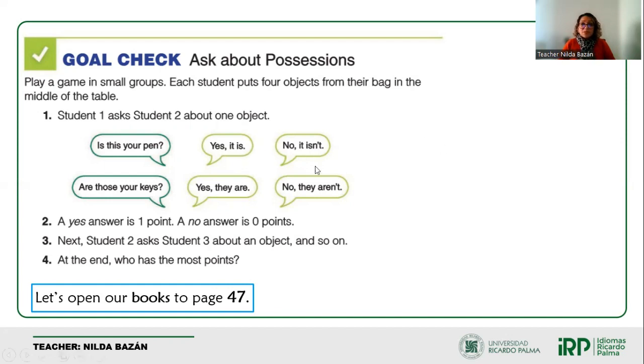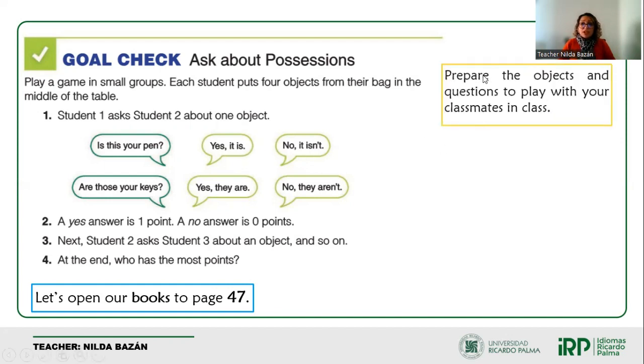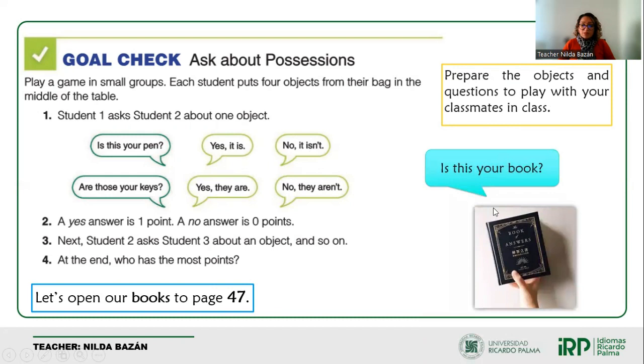Okay? For example, look, you will have to prepare, this is a recommendation for you. You will have to prepare the objects and questions to play with your classmates in class. Okay? Look, for example, bring your book, put it in the middle of the table and ask, is this your book? If your partner says yes, you got a point. If your partner says no, you got 0 points. Of course, at the end, who has the most points is the winner. Okay? So enjoy.